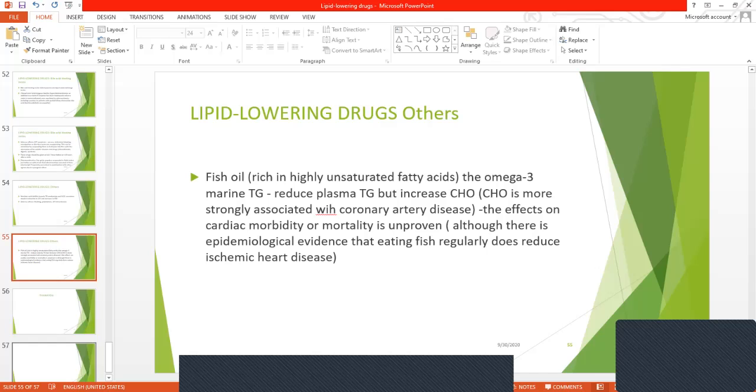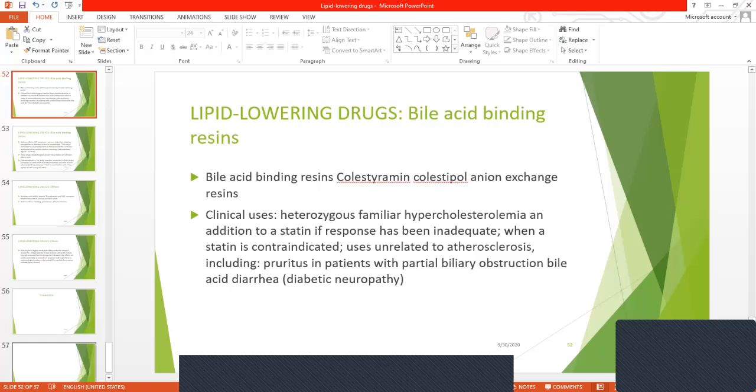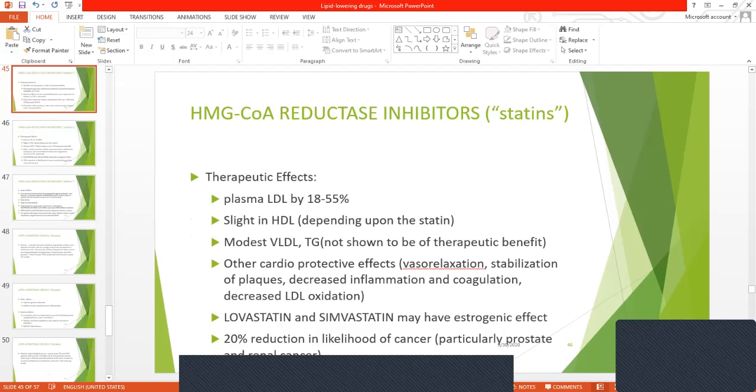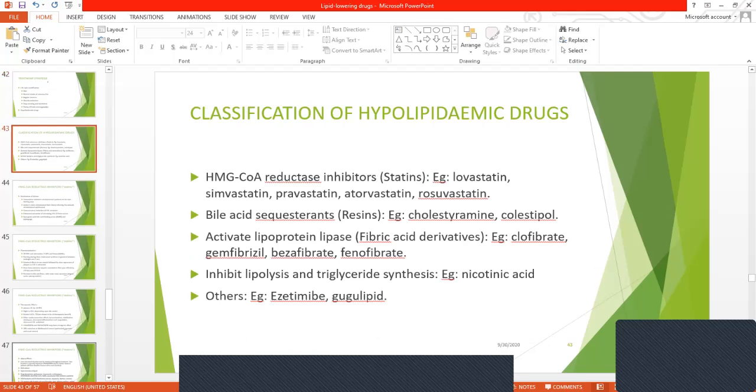Then proprotein convertase subtilisin/kexin type 9 inhibitors and AMP kinase activators. Okay. We can also use these drugs in combination. So I'll come to the slide with the classification again.